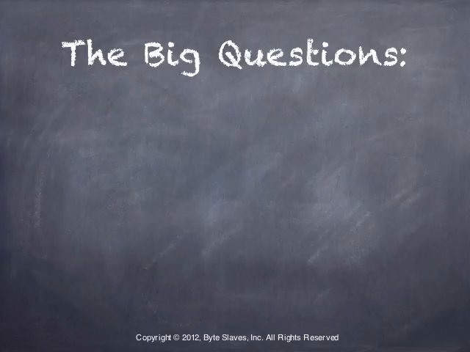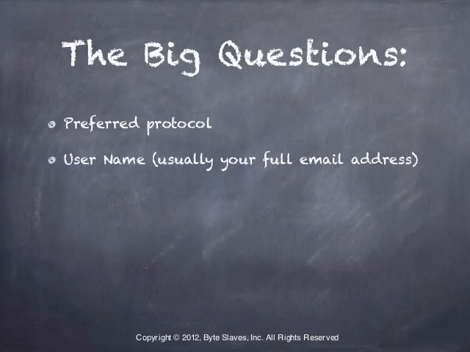So here are the big questions. What is the protocol that you're going to be using to get your email? There are several different protocols. We're going to talk about that. One of the things that most people seem to forget is that you need a username. Typically it's your full email address, but it may just be the first part of your email address or something different. So it's really important to understand what your username is, and of course, your password. And write it down, put it somewhere safe. This is probably the one thing that most people don't seem to have when I'm trying to help them set up their email.